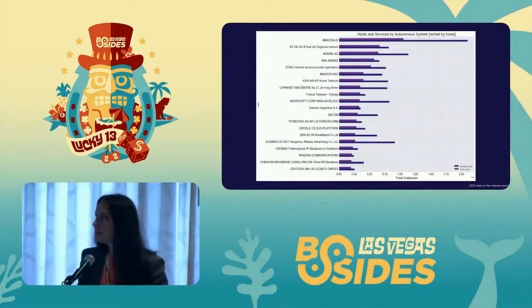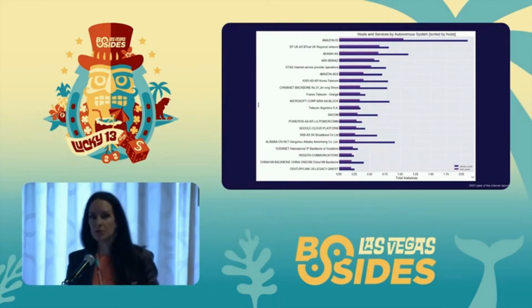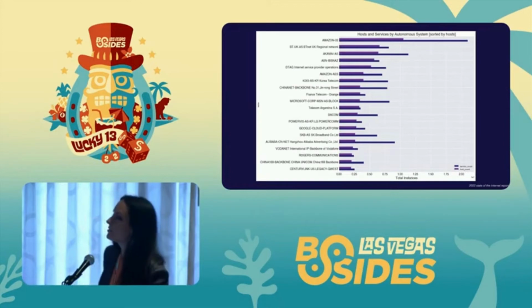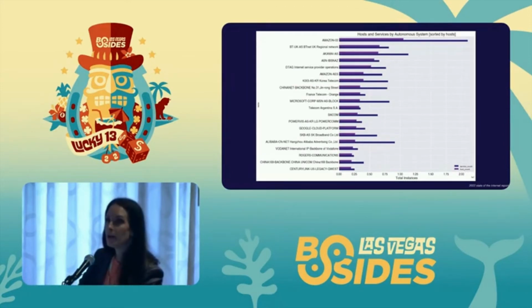So this is a graph of hosts and services by autonomous system. I think this is the top 20 or 25. And it's sorted by hosts, and you can see Amazon is at the top. I'll point out, this is just one of Amazon's autonomous systems. There's another one somewhere down here, and there are others as well. These are not all of Amazon's autonomous systems. There's lots of them.